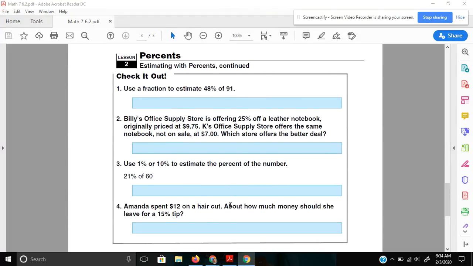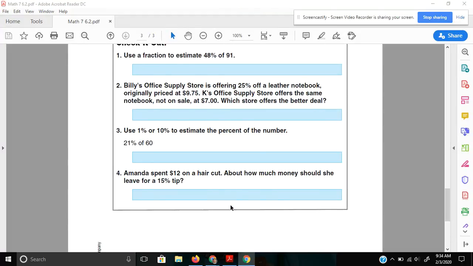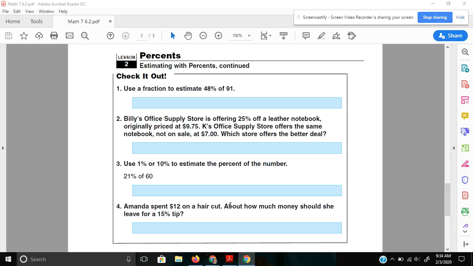All right, like I said before, I forgot to print this page. I'm sorry about that. But if you just want to pause the video now, try these on an extra sheet of paper and then come back to see how you did.